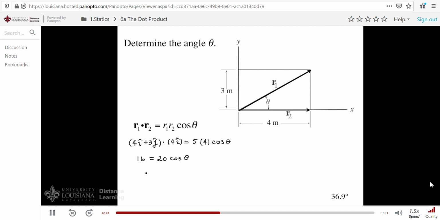And then, of course, finding theta means finding the arc cosine of 16 divided by 20. And when you do that, you get your answer, 36.9 degrees. But this is a very powerful method to solve a very simple problem. It really works well in 3 dimensions, as you'll see in a forthcoming lesson.